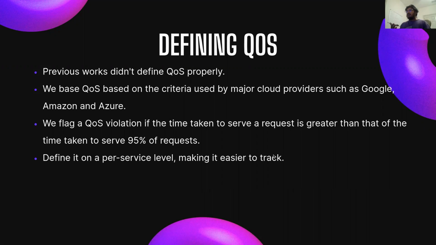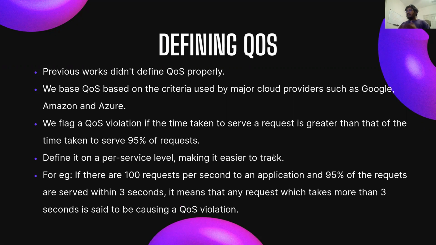Now, instead of defining it on a per application basis, I basically defined it on a per service level, which makes it kind of easier to track, and you will know what I mean in a minute. So, for example, if there are 100 requests per second to an application and 95% of the requests are served within 3 seconds, it means that any request which takes more than 3 seconds is said to be causing a QoS violation. So that is what I meant earlier by saying a request is served in a time less than that of 95% of requests.